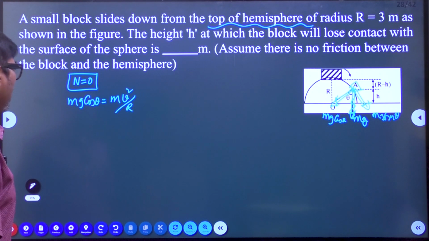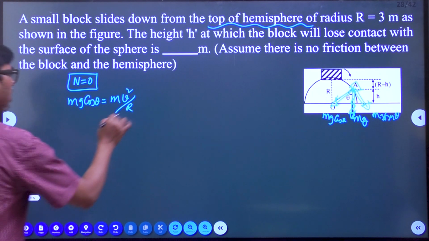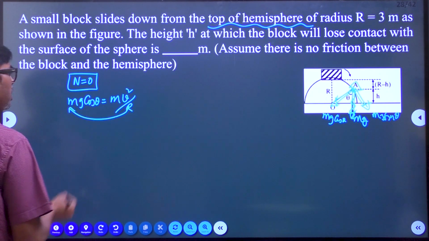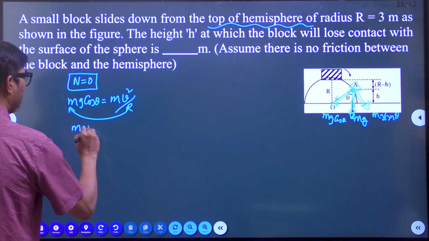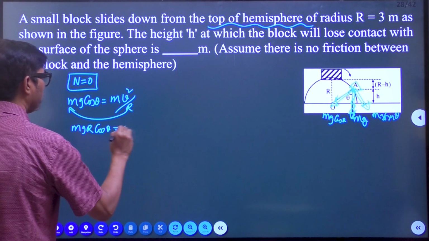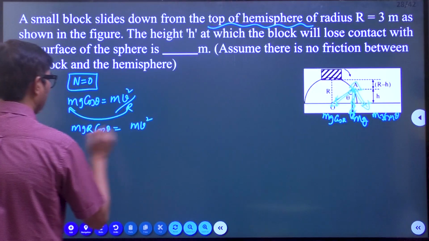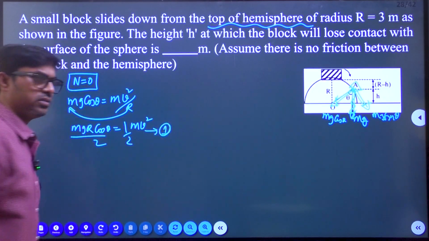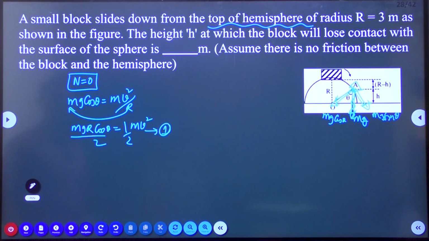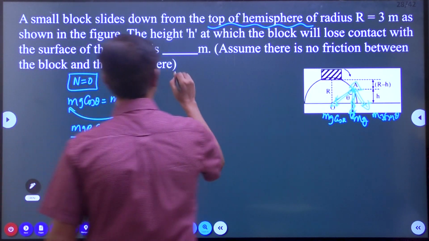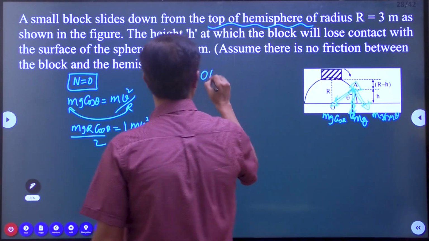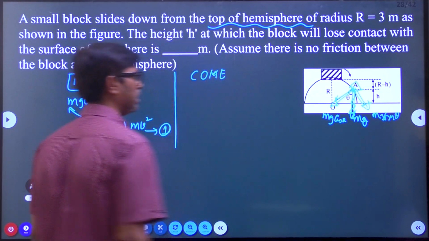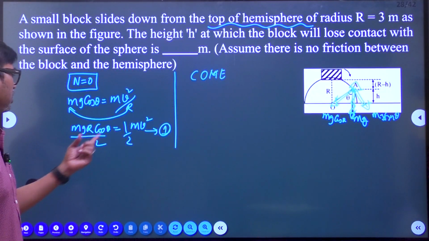Okay, very good. I want half mv square from here. You take r this side and multiply with half. So you will get mgr cos theta equals mv squared by 2. So this is equation 1, right? Centripetal acceleration concept there. Now I want to use conservation of mechanical energy, COME, to get one more equation because there are two unknowns.